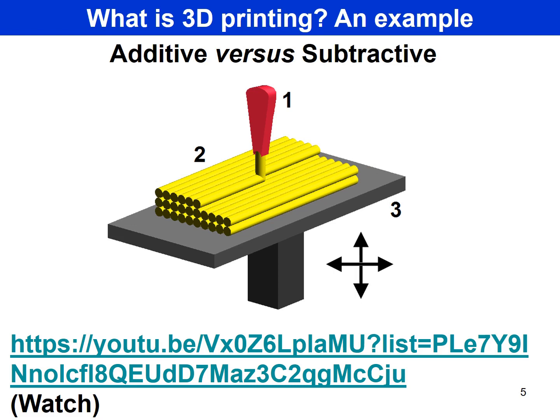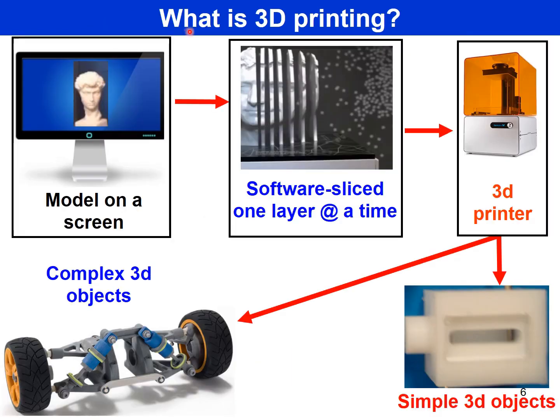There is an interesting video that I would encourage the attendees to watch at their leisure. In simple terms, we build the model on a computer screen, such as the one shown here. The computer sends in one layer at a time, and you can see it here, one layer at a time, software sliced, if you will, and this goes onto a 3D printer. And the 3D printer can make complex objects, such as the one shown here, or very simple objects, such as the one that we did a few years ago, and I will describe this in some detail later on.